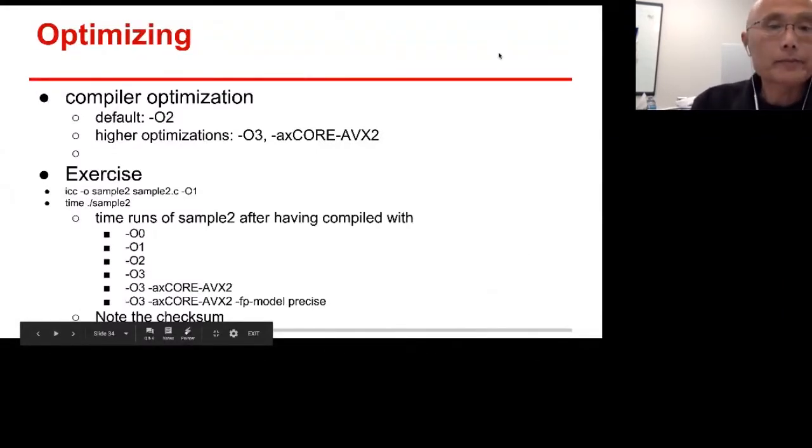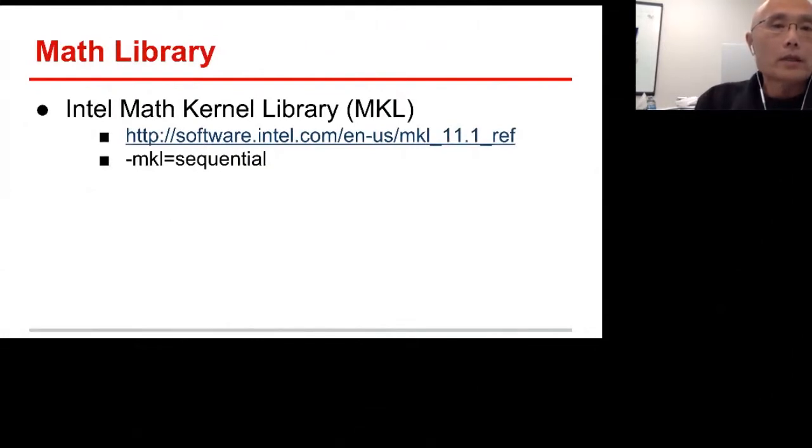Okay, we'll go on. So here's another way to speed up programs by using precompiled, optimized math libraries. The Intel compiler comes with something called the Math Kernel Library, which contains various routines for doing linear algebra, FFT, and things like that. So if your code uses such routines, you can use the Math Kernel Library to speed things up.